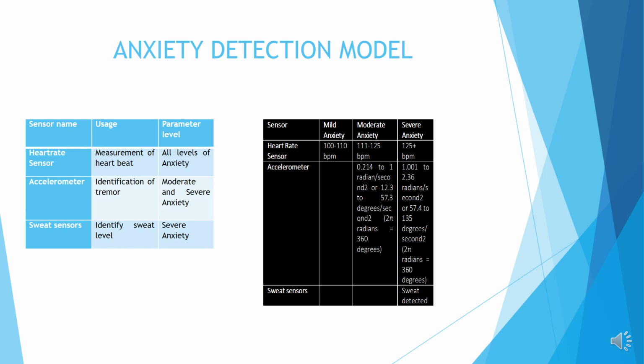And the accelerometer provides angular acceleration data. So based on the angular acceleration data of our hand, we are going to detect the anxiety. If the angular acceleration is in the range of 0.214 to 1 radian per second square, that is 12.3 degrees to 57.3 degrees per second square, it is classified as moderate anxiety.